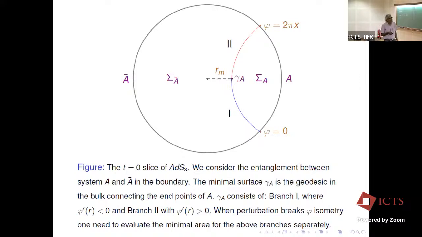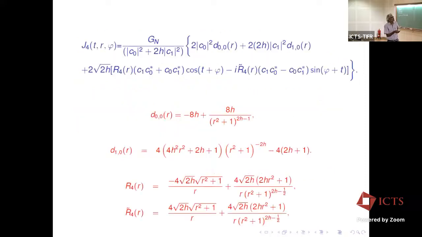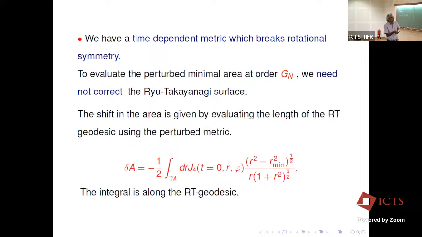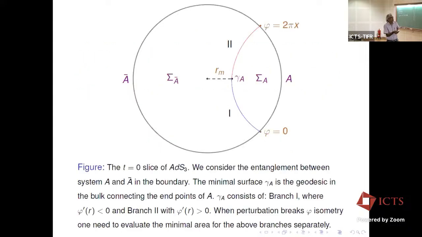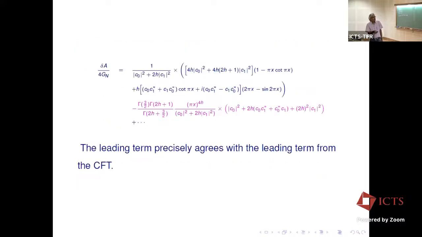You have to be a little careful in evaluating it, because this one depends on angle. The metric depends on angle. And you have to be careful, because when phi prime is greater than 0 or less than 0, you have to evaluate it carefully in 2 branches. And this is the trajectory in the 2 branches. And once you evaluate it, this is the formula, this is the answer you get, the corrected area.